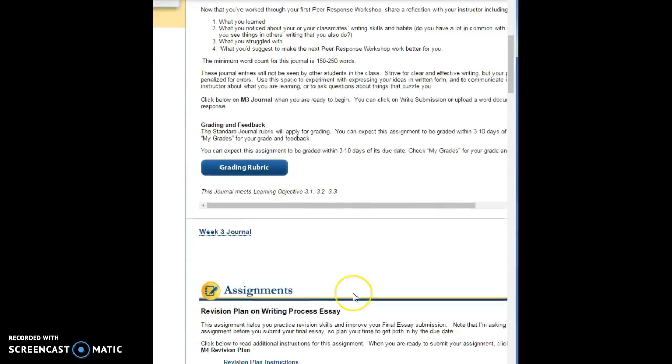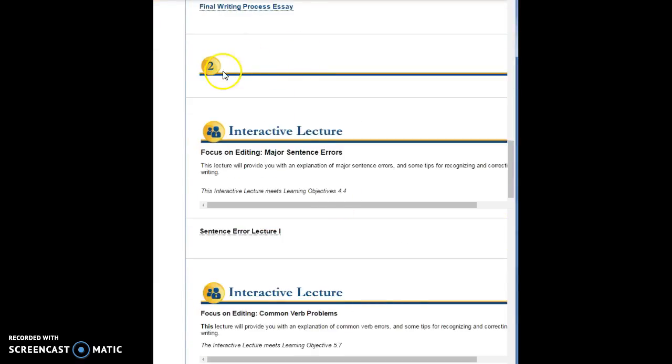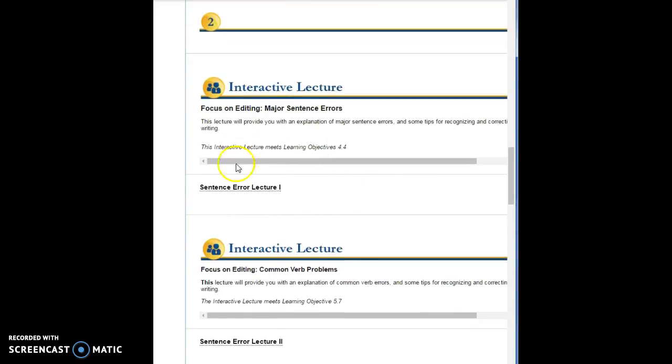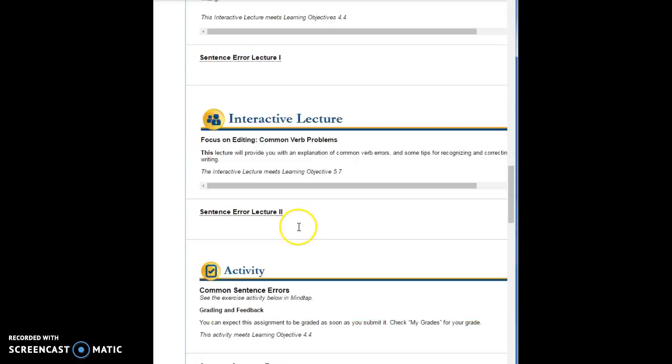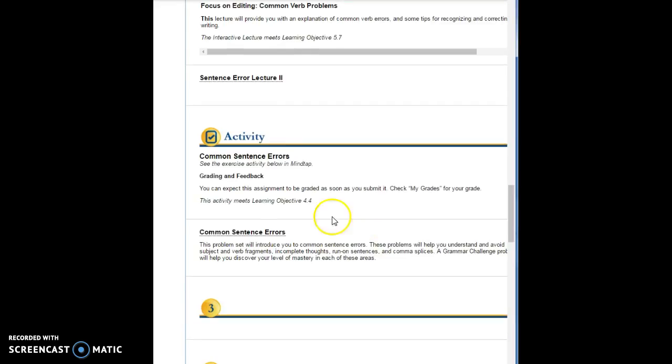After you finish completing your paper, we're going to transition into part 2 here, which is a little bit of our grammar stuff. We're looking at major sentence errors, and there's a lecture, and then another major sentence error issue, which is verb problems, and there's another lecture for you to listen to on that. And then our activity on common sentence errors: you click right here, and that will take you to the Mind Tap activities.